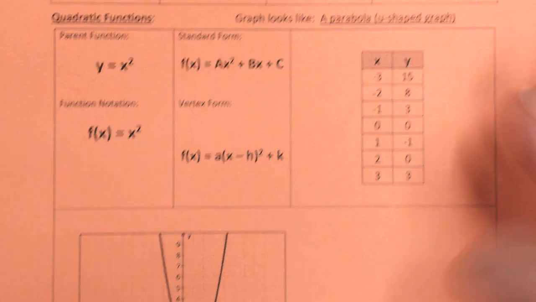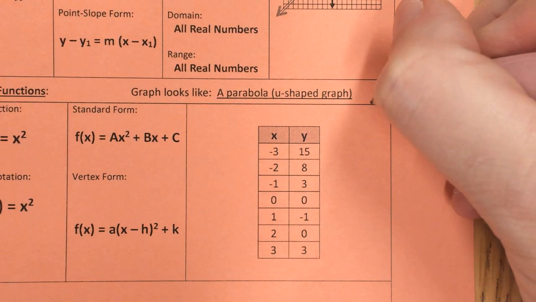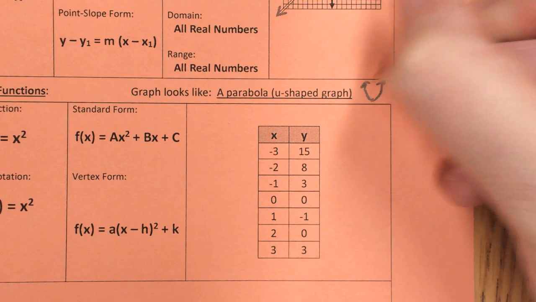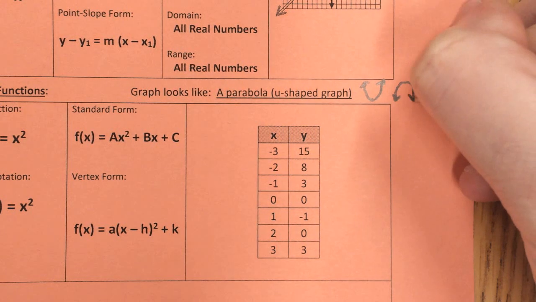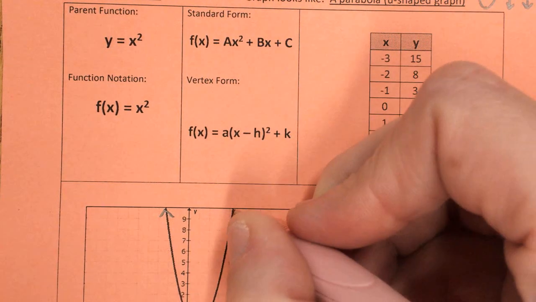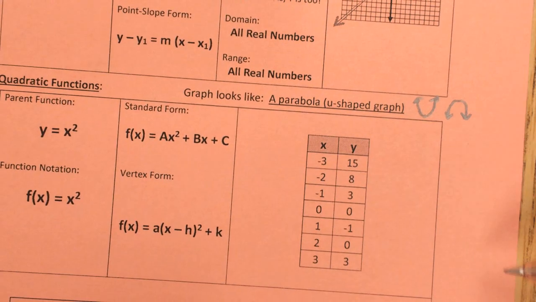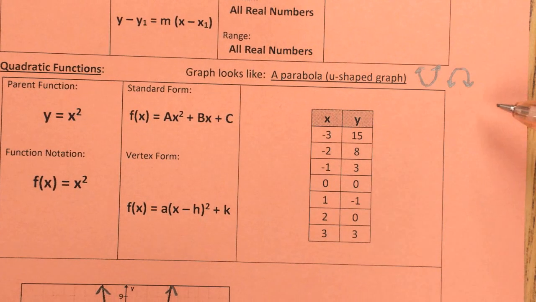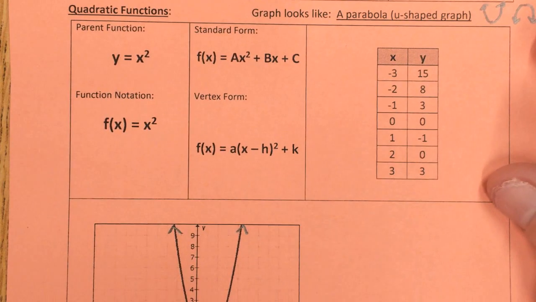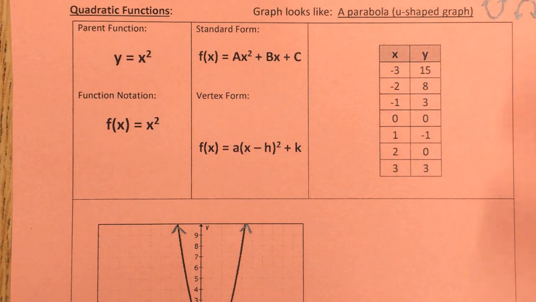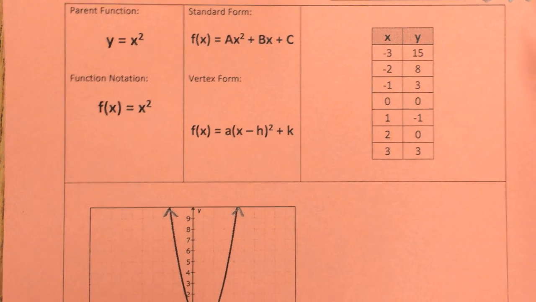So the graph looks like a U-shaped graph. So it looks like that or that. You see this one here, how it's a U-shaped graph that's pointing up. It could also be pointing down. It will never be pointing side to side. That's a different function that you're not going to learn about in Algebra 1. That's actually not a function, but you learn about that in later math classes.